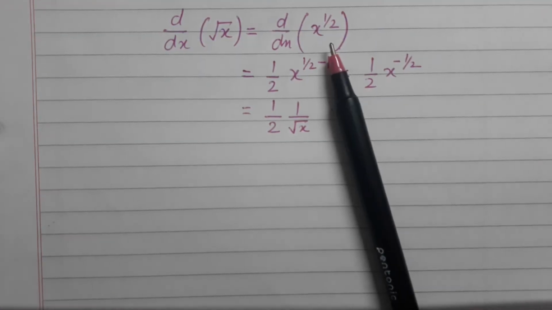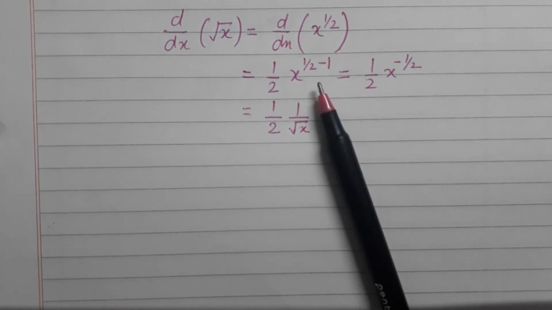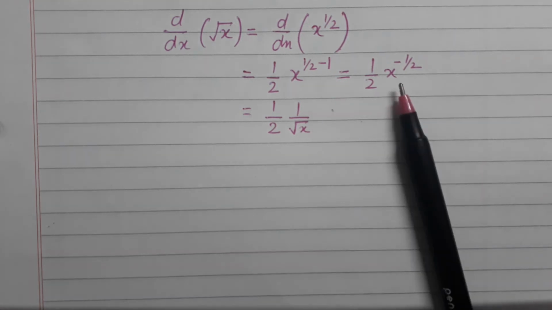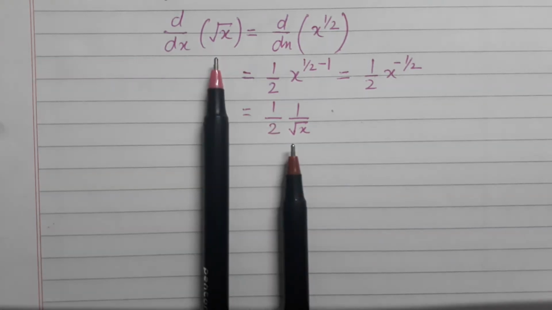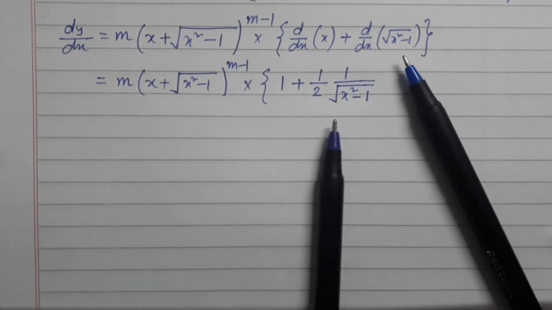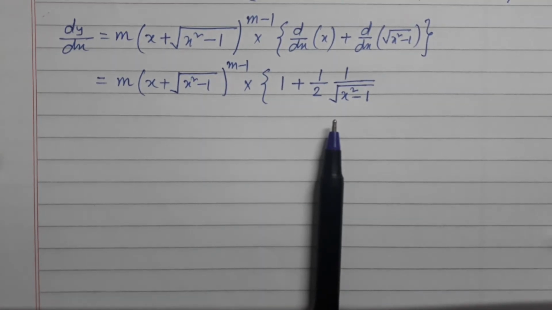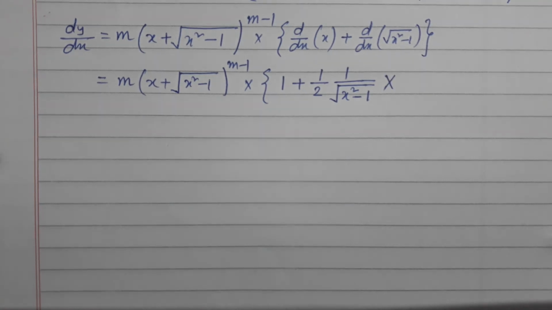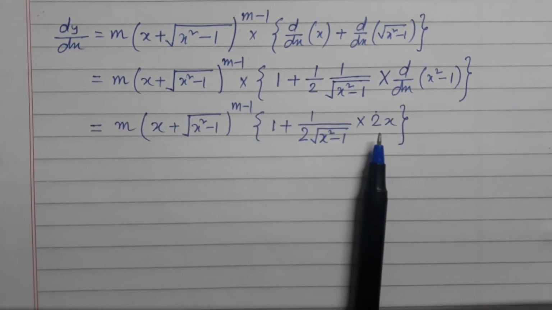Now we know that d/dx of root x equals d/dx of x to the power half. Hence according to the formula this will be half of x to the power half minus 1, which will become half x to the power minus 1/2, which is 1/(2√x). Therefore the differentiation of root x will be half of 1 by root x. Therefore we can write d/dx of √(x² − 1) as half of 1/√(x² − 1) times d/dx of (x² − 1), which will give 2x here.